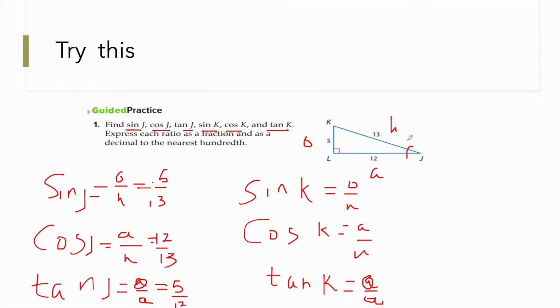Now let's go. We change the sign, we come to K, this becomes O, this becomes A, all right? Now we have 12 over 13, and we have 5 over 13, and we have 12 over 5. I hope this is easy for you and you understand it.